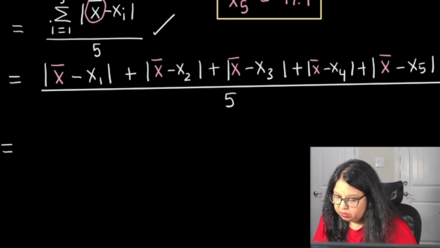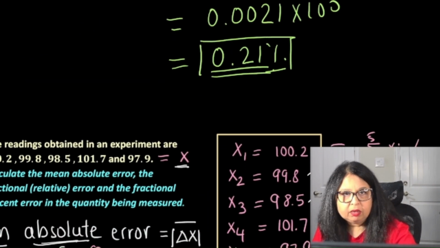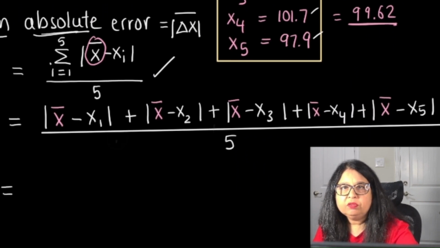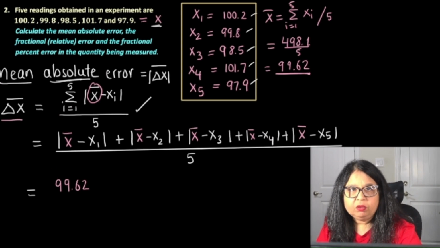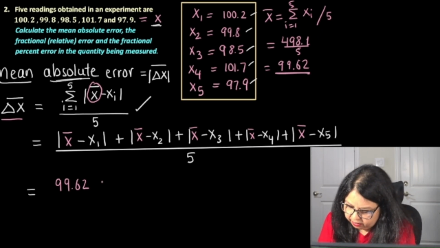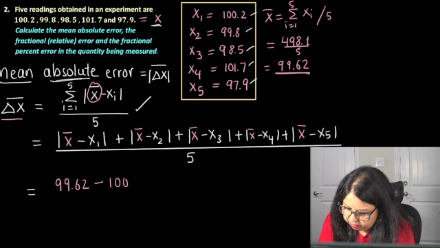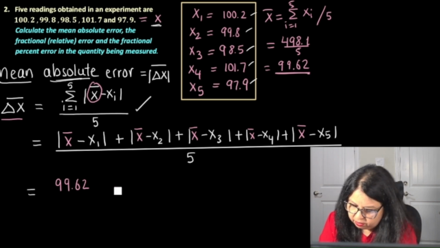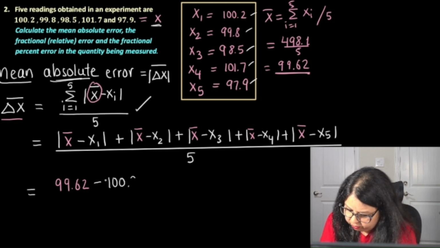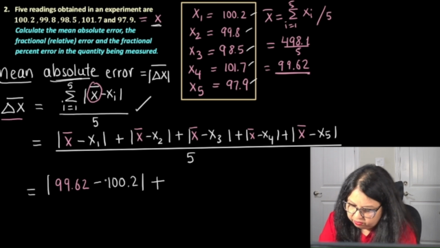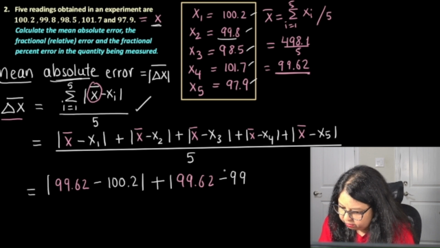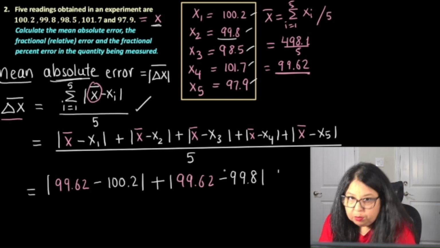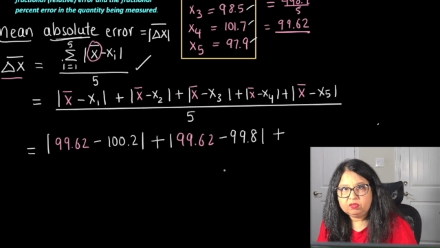What do we get? X bar's value is 99.62. What is the value of x1? x1 is 100.2. So we have the absolute value of 99.62 minus 100.2, plus the absolute value of 99.62 minus 99.8, plus. Okay, let's scoot this up a little bit.